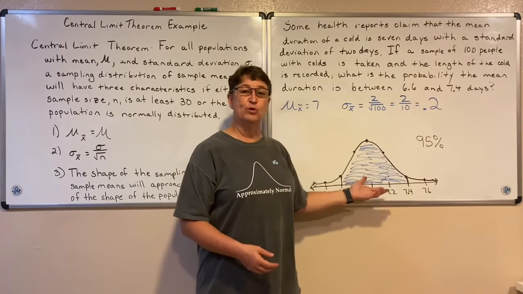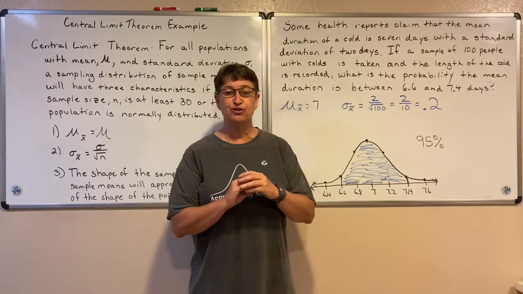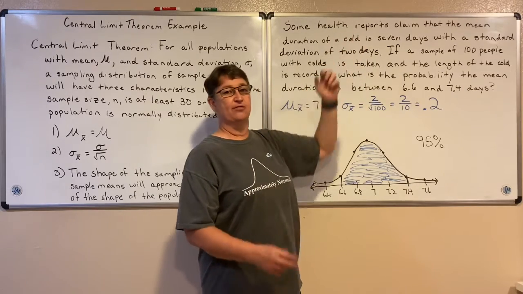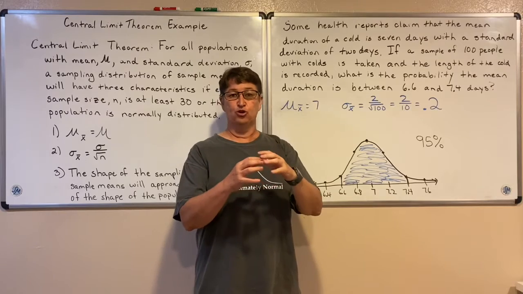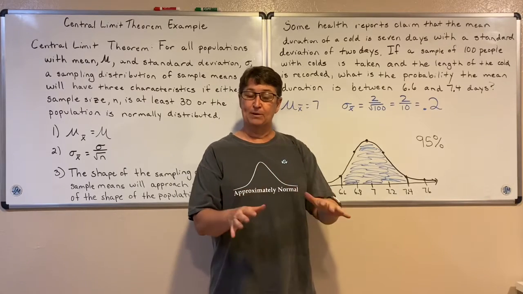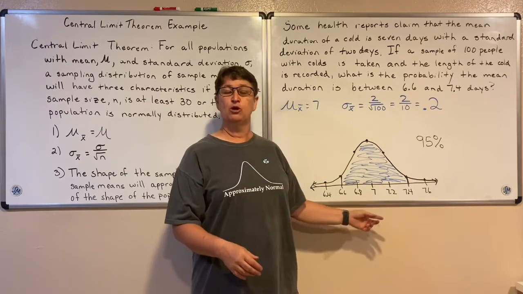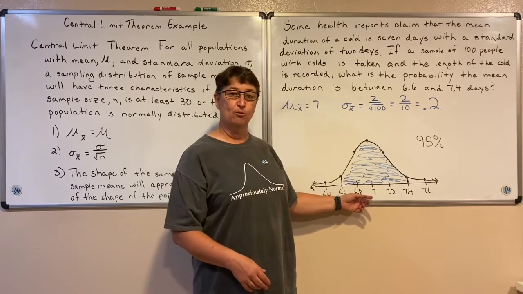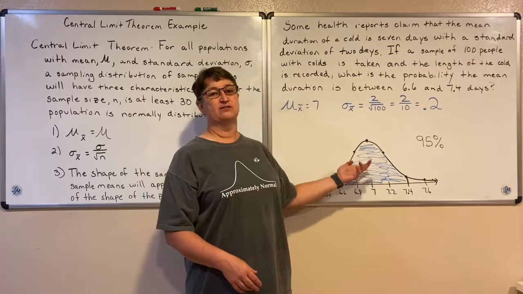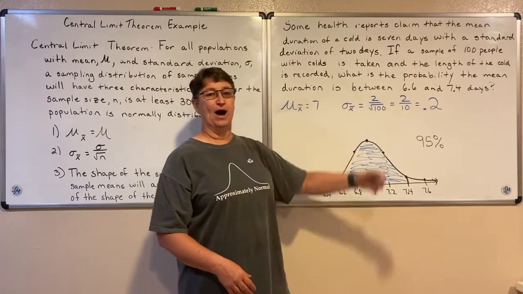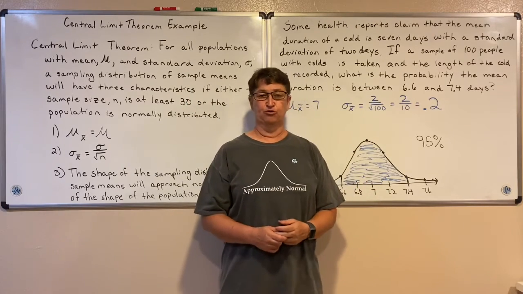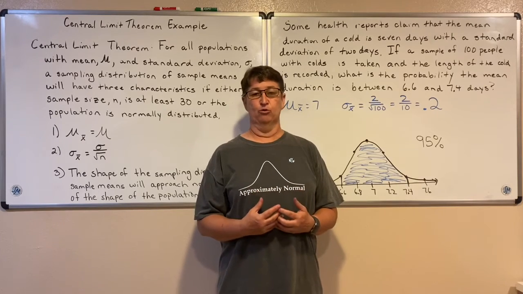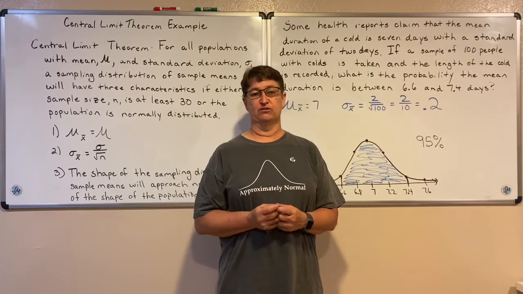And because we know that no matter what distribution we started with from our population, that new distribution of sample means will be approximately normal, we can use all of our information about normal curves to help us find out about means of samples. So the central limit theorem is an extremely powerful theorem that we use in statistics.